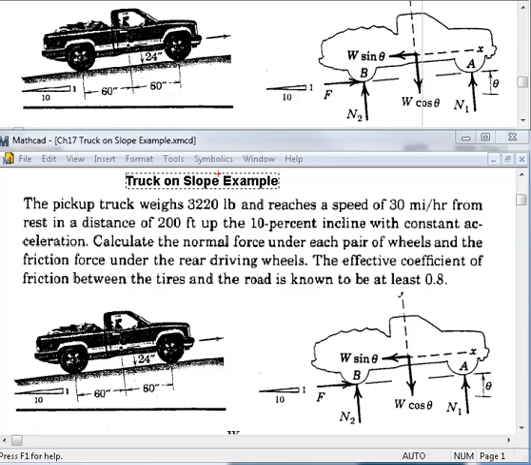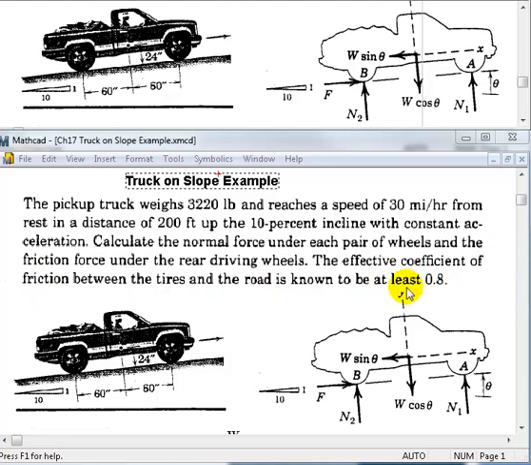the entire period. And so the first example that I want to look at is a truck on a slope example. Reading it, it says we have a pickup truck that weighs 3220 pounds. It reaches a speed of 30 miles per hour from rest at a distance of 200 feet up the 10% incline with constant acceleration. There's a lot of dynamics words in that sentence that we'll have to come back and parse. It says calculate the normal force under each pair of wheels and the friction force under the rear driving wheels. The effective coefficient of friction between the tires and the road is known to be at least 0.8.